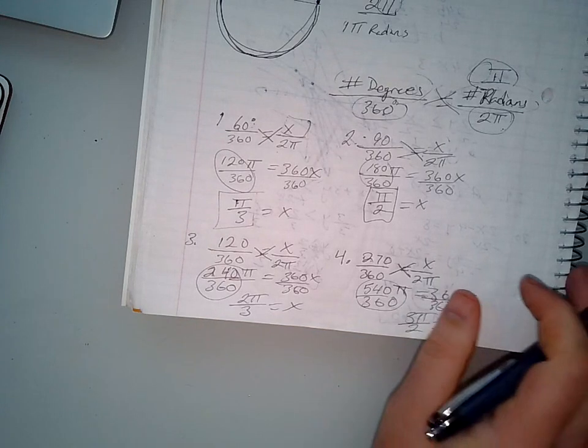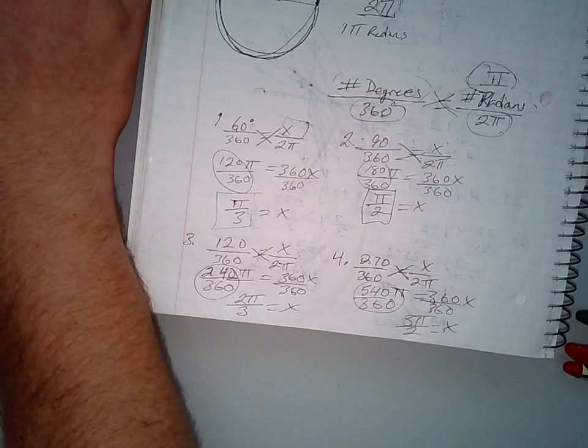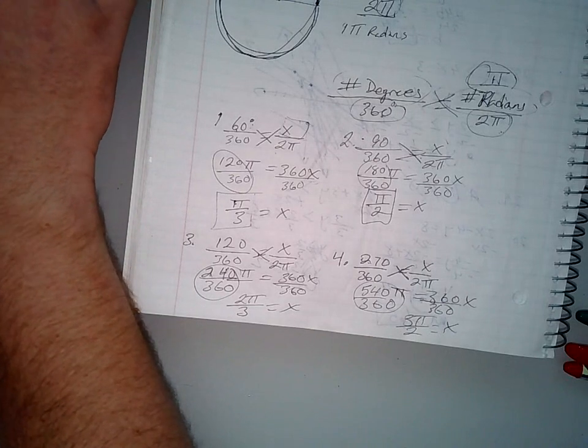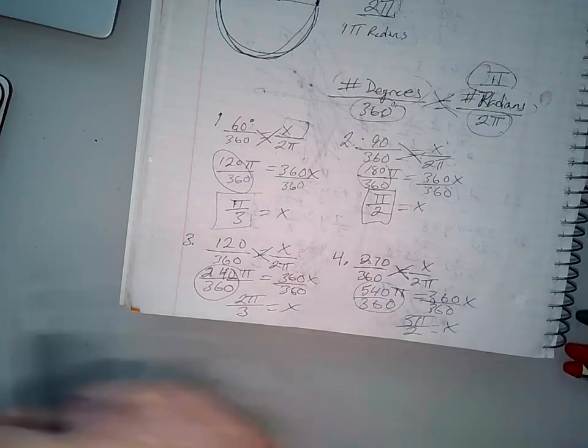Okay, let's look at the next set. It's number 3 again. We're going to use the same thing to find radians, or to do it, mark it up with radians.